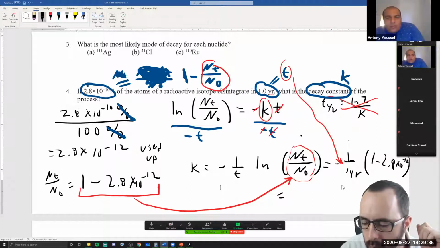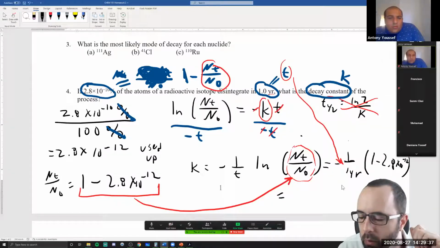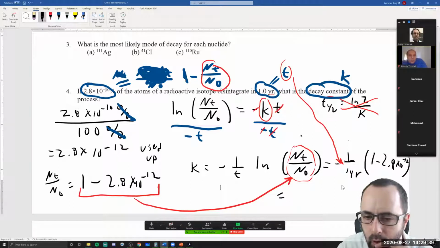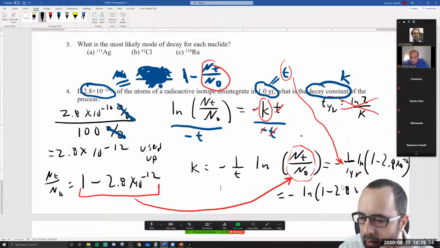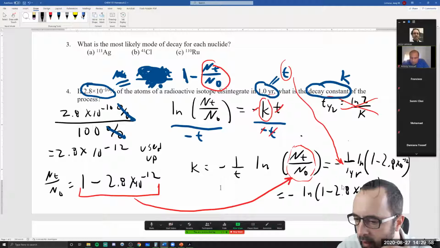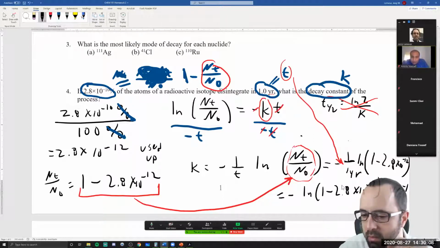You get rid of the natural log? What's the natural log? Oh yeah, the natural log, sorry. So we're going to have the negative of 1 over 1, so this will be the natural log of 1 minus 2.8 times 10 to the minus 12. And the units are going to be 1 over years, or years to the minus 1 power, which is 1 over years.